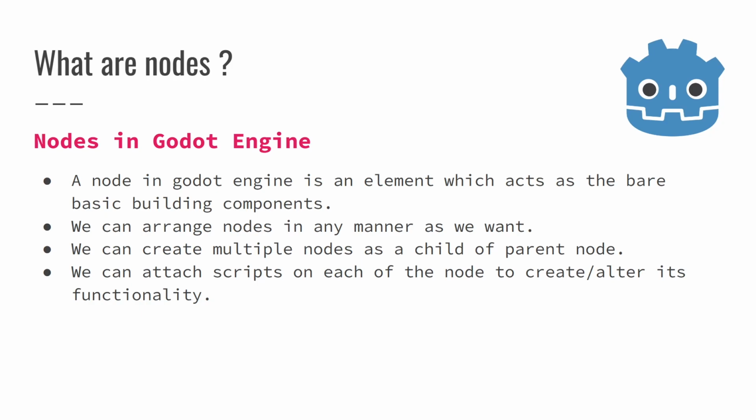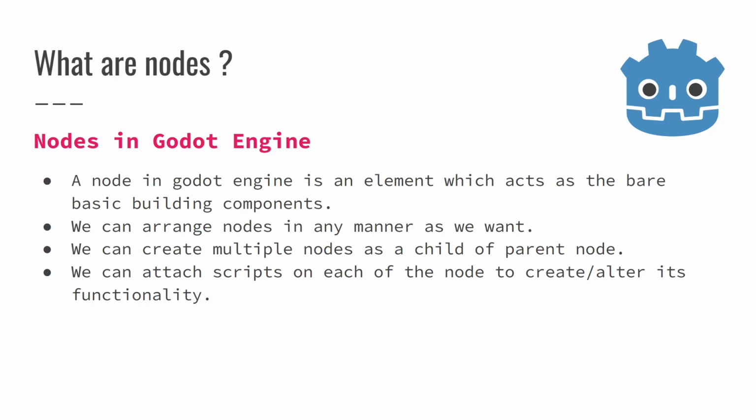Now the nodes can be arranged in any manner as we want. We can create multiple nodes as children of parent nodes. This is called nesting. We don't have any limit there. We can create as many nodes as we want, and nest all the nodes with each other, and so on and so forth.